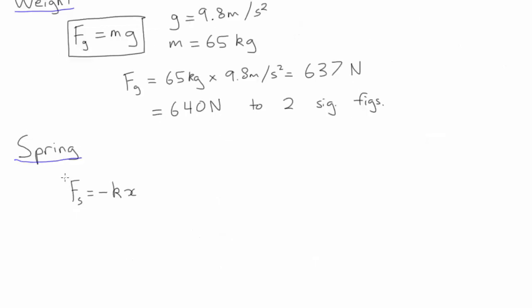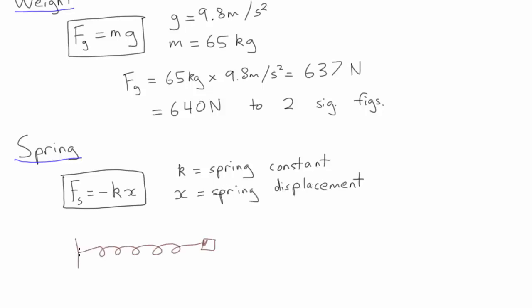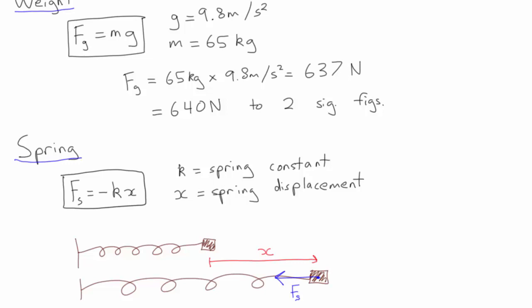The force due to a spring is equal to minus kx. Here k is the spring constant, and this will vary depending on the size and material that the spring is made from, and x is the displacement of the end of the spring from its unstretched position. The minus sign is there because both F and x are vectors, but they are in opposite directions. X points in the direction that the spring was extended or compressed, and F points back to the original position of the spring.